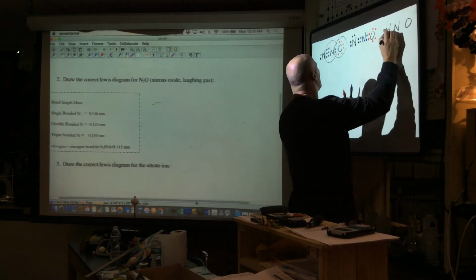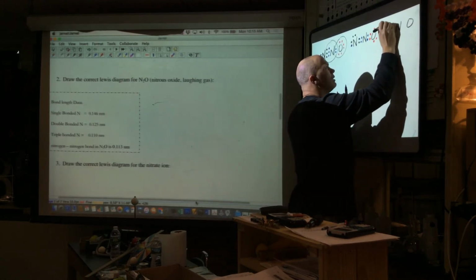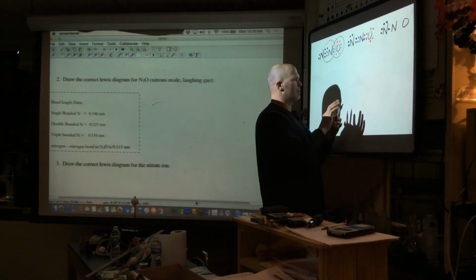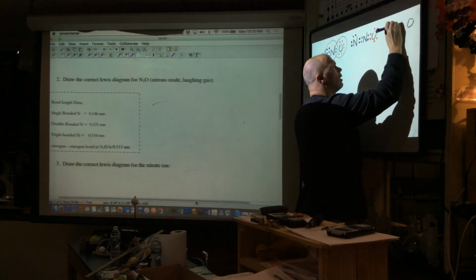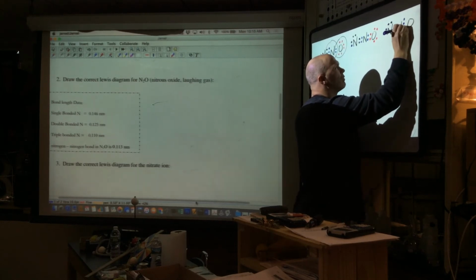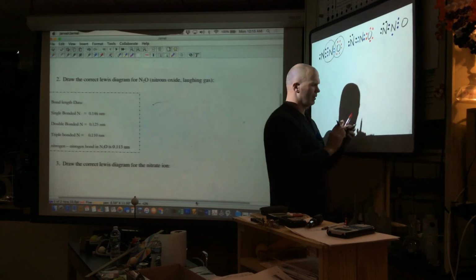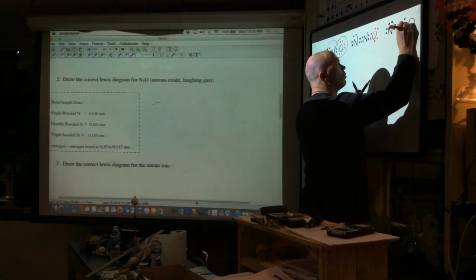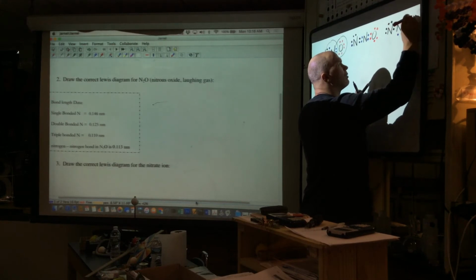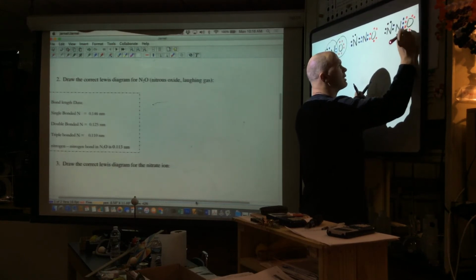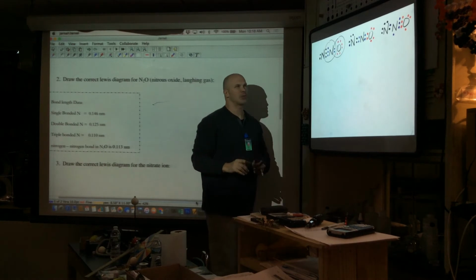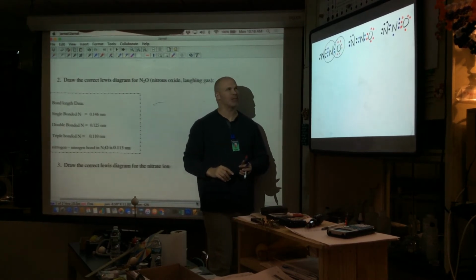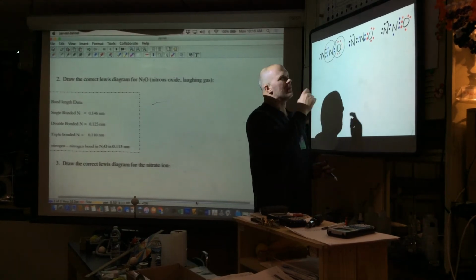So we got one bond here. 1, 2, 3, 4, 5. This one goes 1, 2, 3, 4, 5. And then the oxygen. 1, 2, 3, 4, 5, and 6. We have some issues. The middle nitrogen cannot have 9. Right now it does.